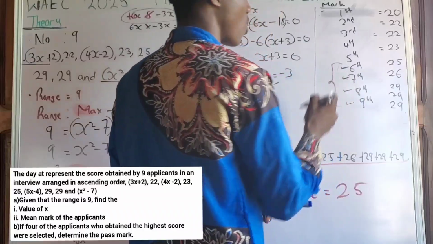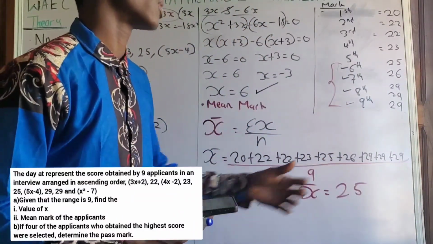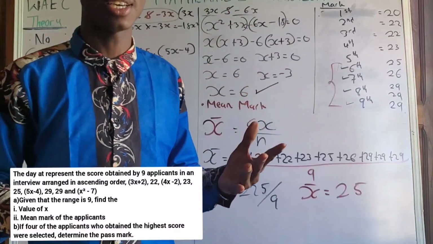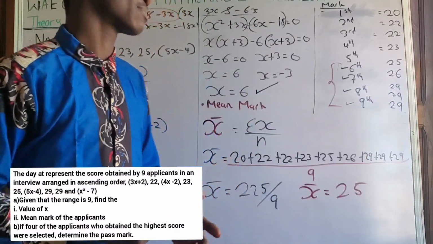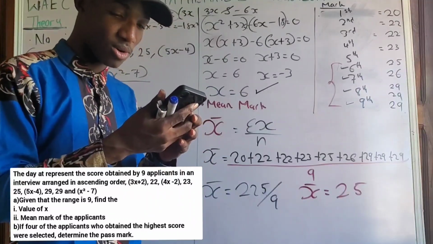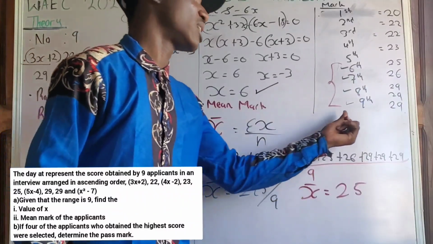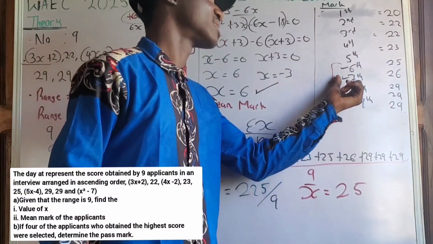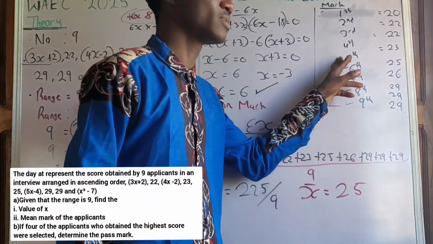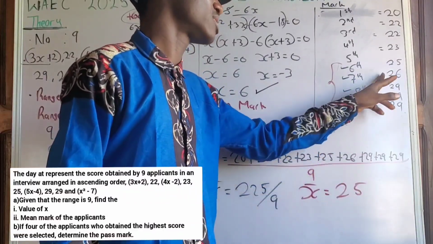The reason is simply because applicants that didn't score up to 26 will not be selected if 4 of the applicants that obtained the highest score were selected. Do you get it? Listen to the explanation again. If 4 of the applicants that obtained the highest score were selected, we are going to select the 9th, the 8th, the 7th, and the 6th. The 5th will not be selected because it doesn't reach 26. That means that 26 will be the pass mark.